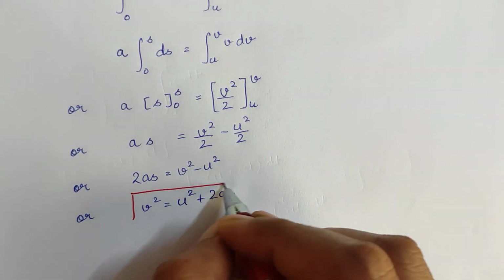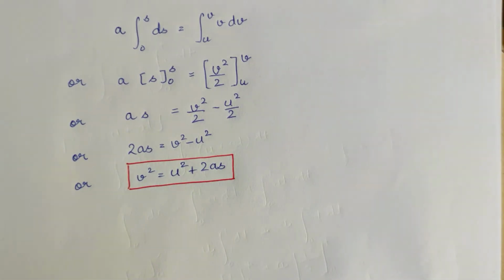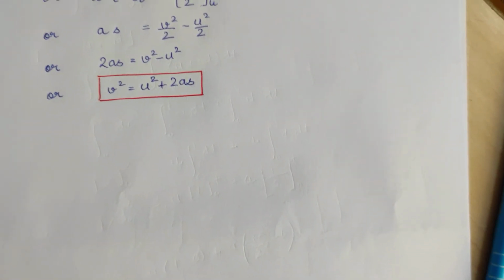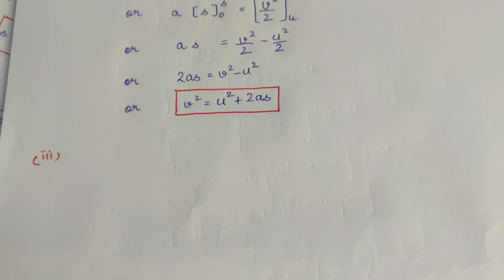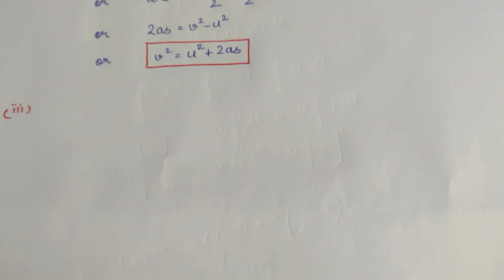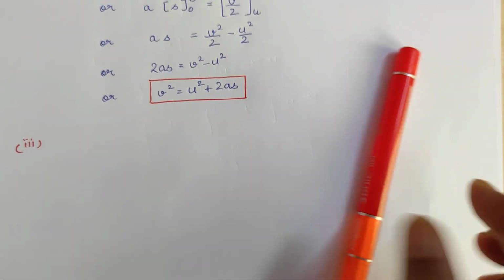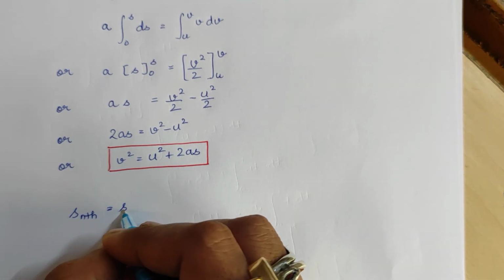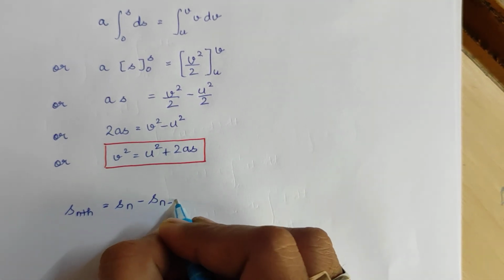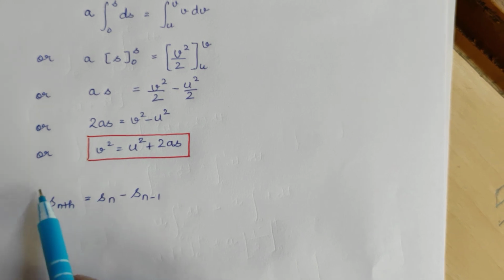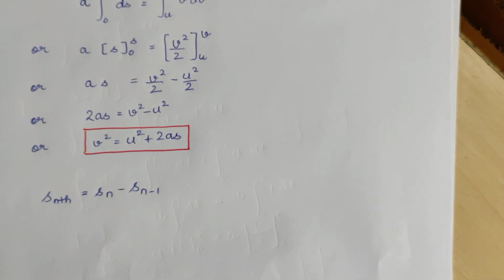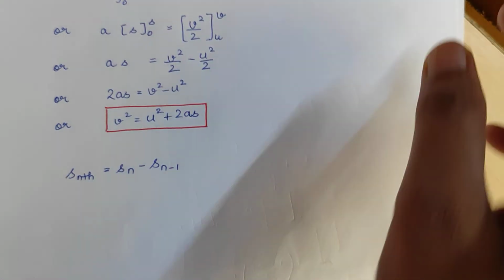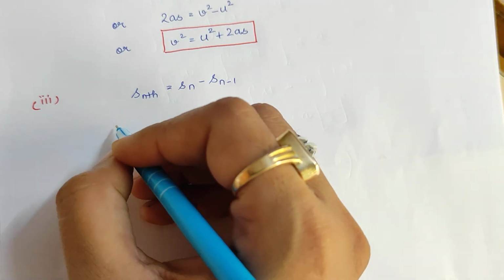Students, this is the third equation of motion. Fine. Now we will talk about the distance travelled in nth second, which is sometimes also known as the fourth equation of motion. As we have already seen, s nth is equal to sn minus sn minus 1, where s nth is the distance travelled in nth second, and we will find the value by the calculus method.